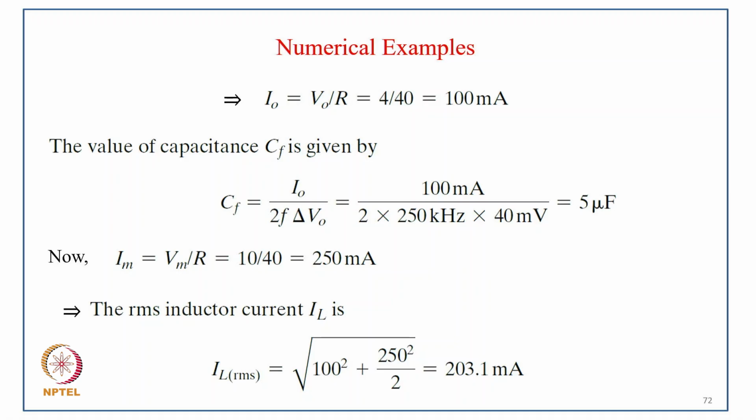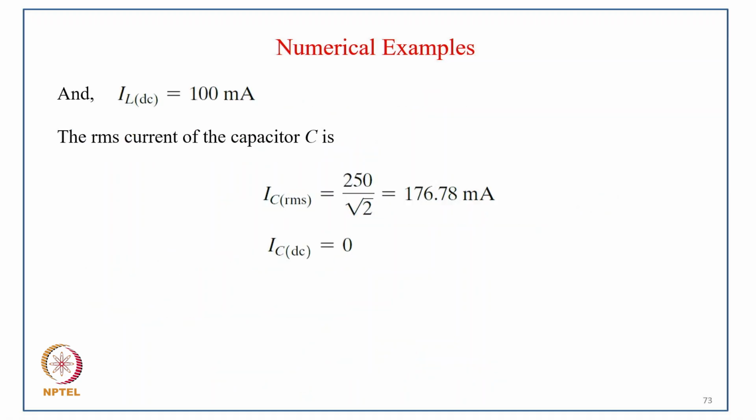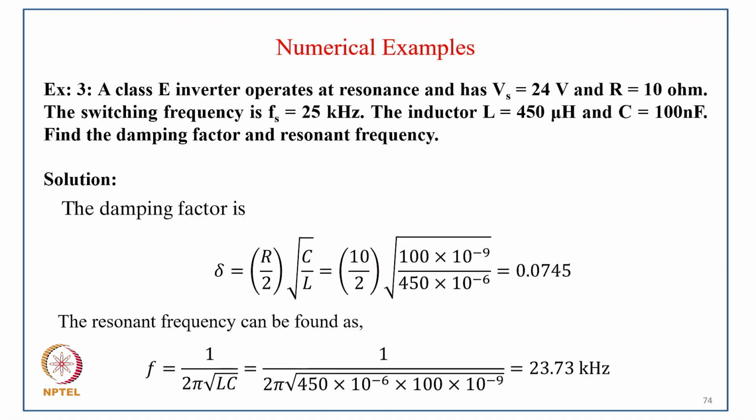The RMS inductor current IL RMS equal to the square root of I0 square plus IM square by 2, so 100 square plus 250 square by 2, that becomes 203.1 milliampere. And the IL DC comes to 100 milliampere. The RMS current of the capacitor is IC RMS equal to 250 by root 2, that comes to 176.78 milliampere, and IC DC is equal to 0.